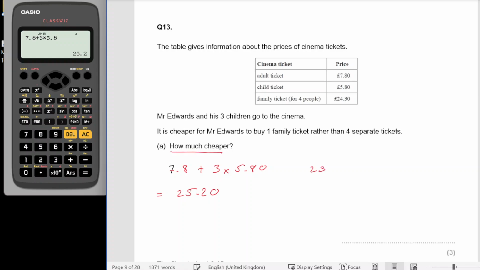So I want to do £25.20, or my last answer, minus £24.30. So I'm just going to go minus, and my calculator will automatically read that I want my last value from the calculator. So 9/10, which is going to be 0.9, so 90 pence. And we will need a unit here, 0.9 pounds would be fine.